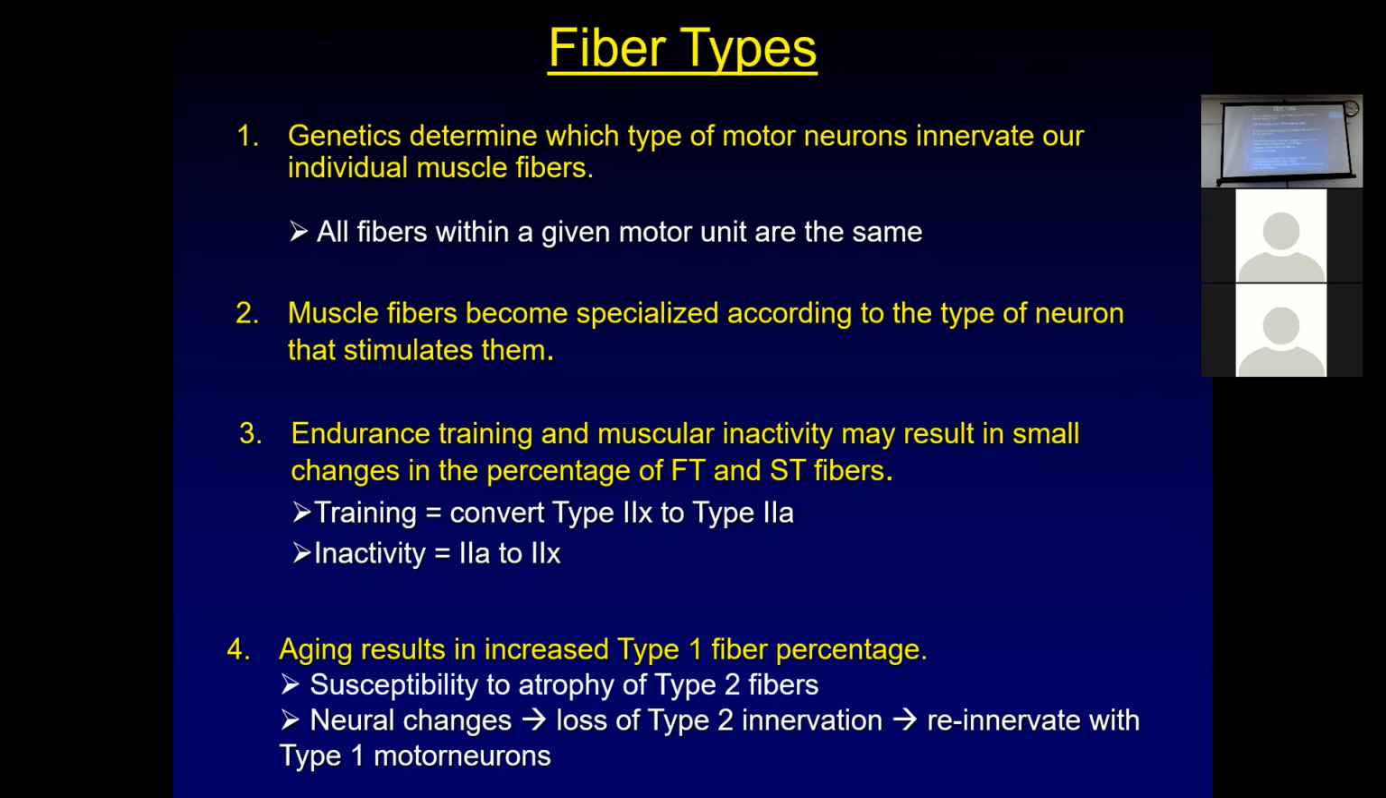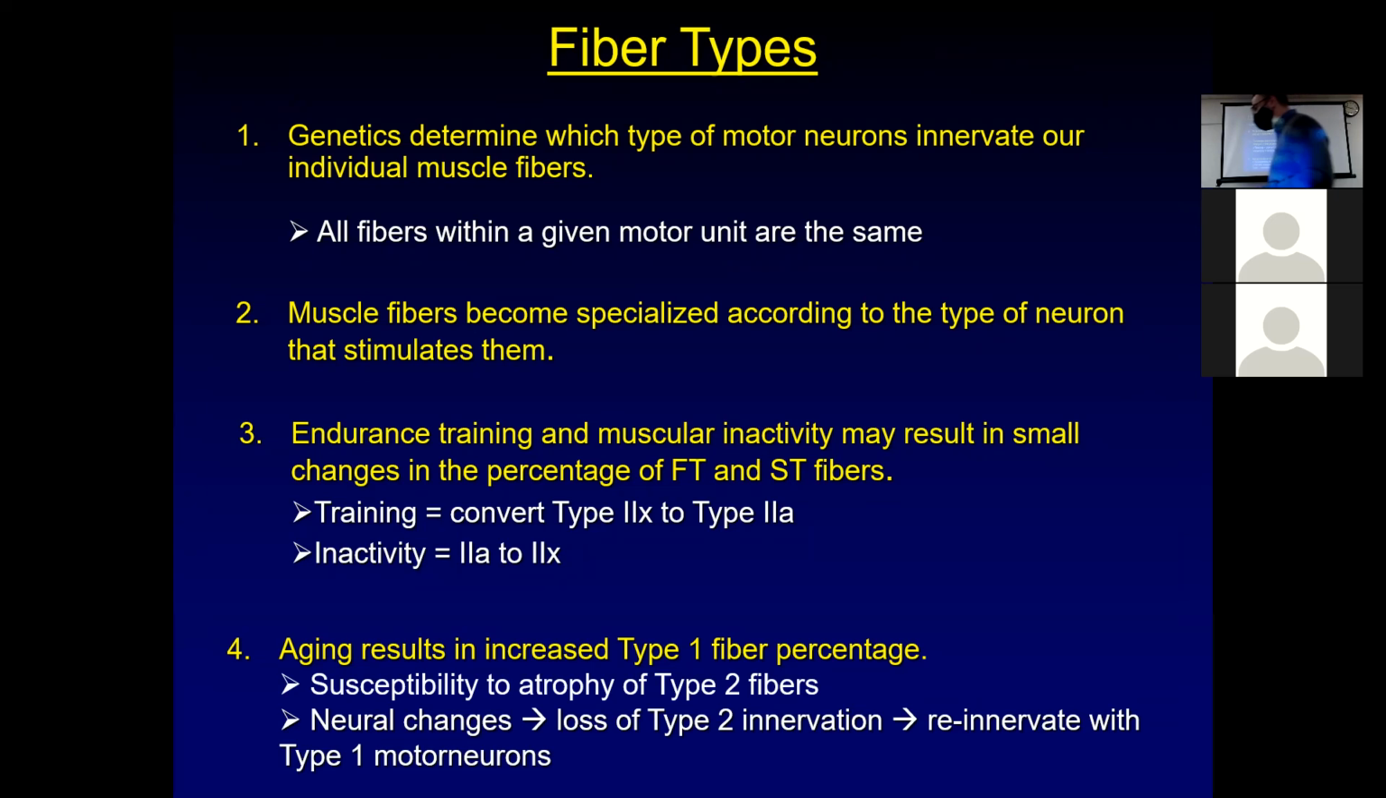All right. So a couple of other points on fiber types, and then we're going to switch over and talk about the nervous system side of things. Okay. So I told you guys that genetics determines what your fiber types are. That part is true.